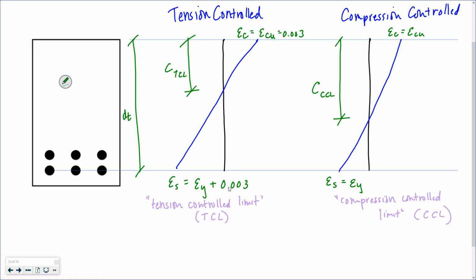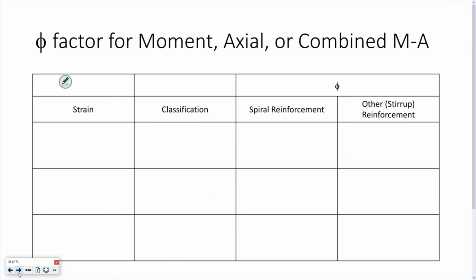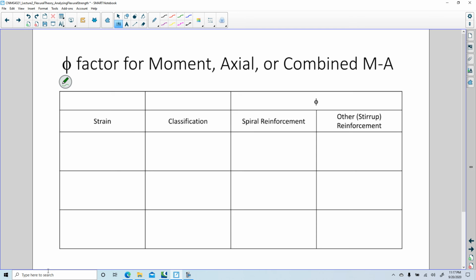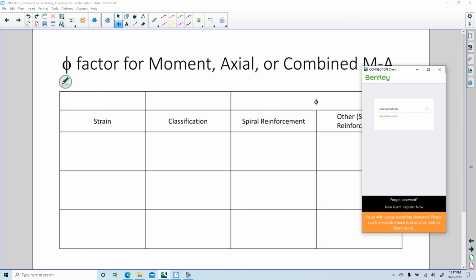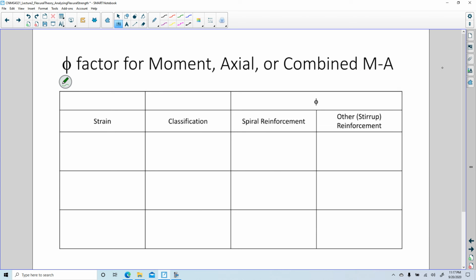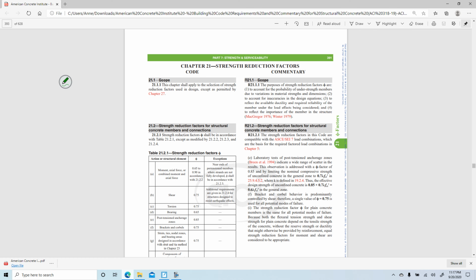Obviously, there's some gray area between adding nothing and adding 0.003, and that is called the transition. Where you're not sure, it could probably be tension controlled, but you're not sure. So if I go look at strength reduction factors, that's where this all comes into play.